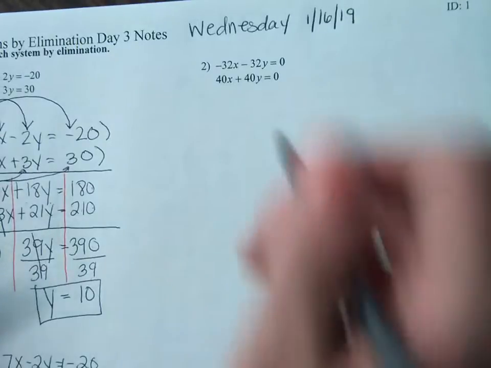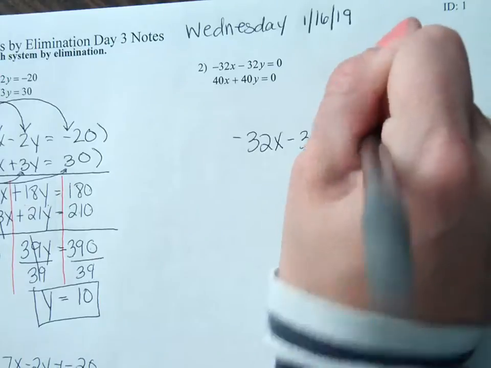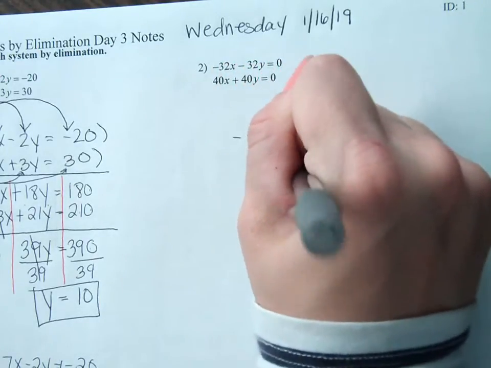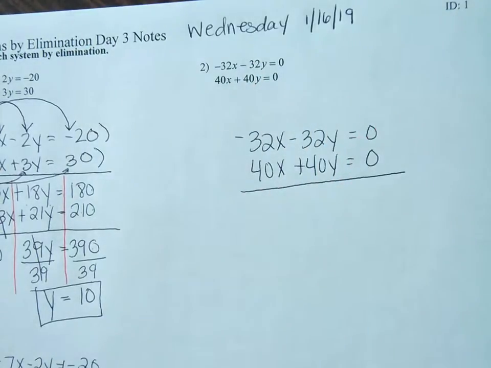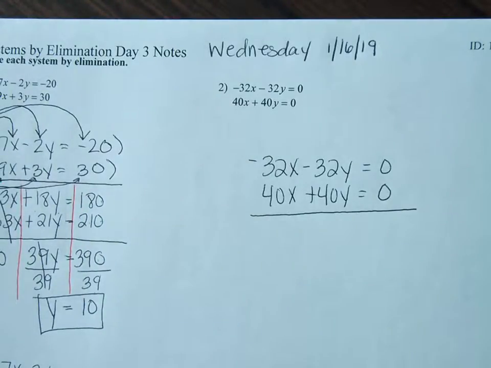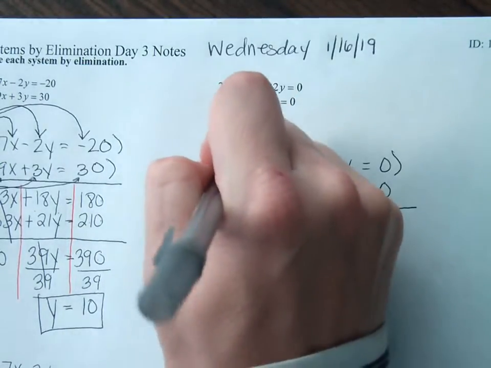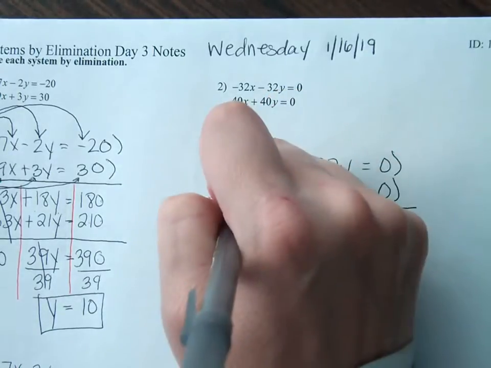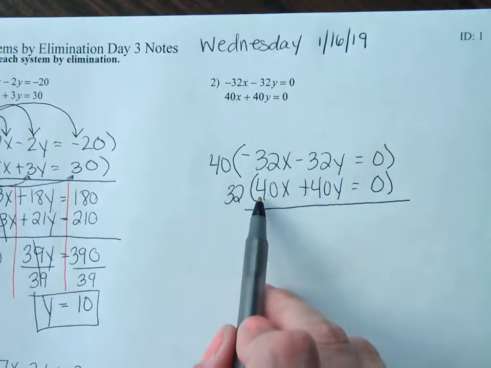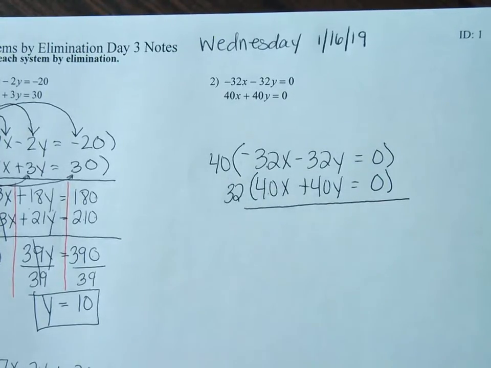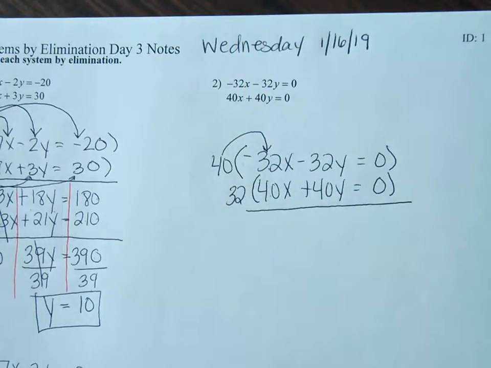Alright, example 2. Negative 32x minus 32y equals 0. And 40x plus 40y equals 0. So, again, we have to multiply both equations by something to make it eliminate. I'm going to use 32 and 40. We're going to multiply this top equation by 40, this bottom equation by 32. They're already opposite signs as far as this one being negative and positive, so I can multiply both of them by a positive number.